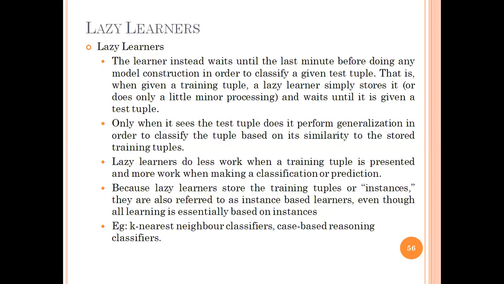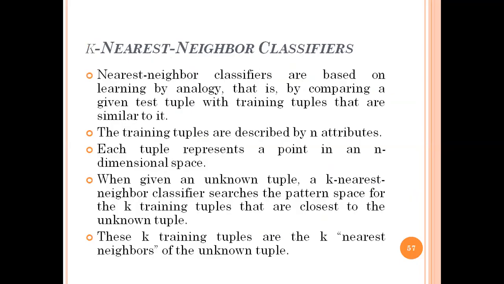So, what is the main difference between lazy learners and eager learners? Eager learners take more time for constructing the model. Okay, then for prediction or classification, they will take only very little time. Whereas lazy learners need no time for training, but they need more time for classification or prediction. So an example for a lazy learner is the K nearest neighbor classifier or KNN.